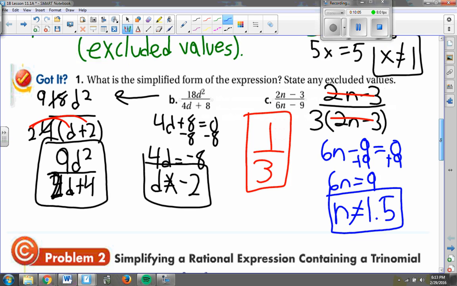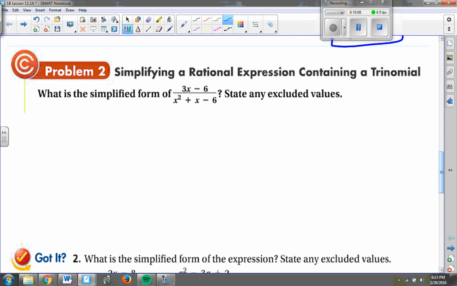Now we also need to be aware that sometimes the bottom or top of our rational expression will require us to factor a quadratic. That's why we practiced that in class today. So in this case, when they want the simplified form of 3x minus 6 over x squared plus x minus 6, I factored the top, that's relatively easy. Just take a 3 out of each piece and I get x minus 2.